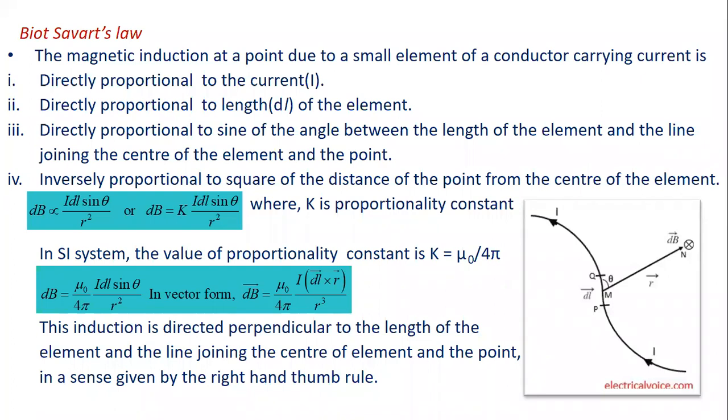This magnetic induction is directed perpendicular to the length element and the line joining the center of the element and the point, in a sense given by the right hand thumb rule. So by the right hand thumb rule, you can see the direction of the magnetic field here.